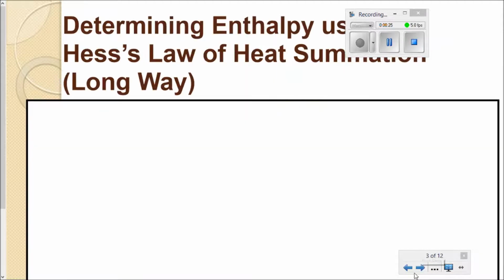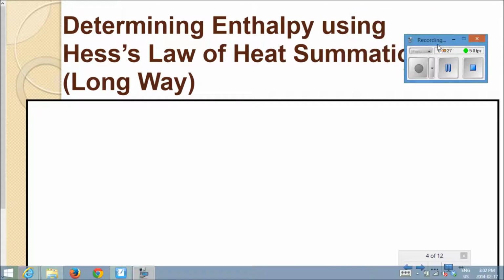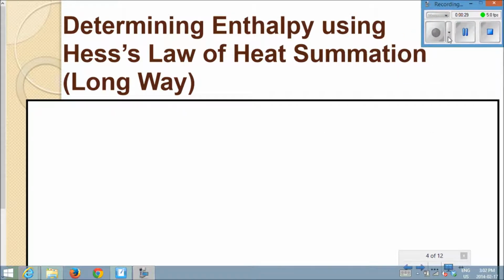Well, what is Hess's Law? Well, basically there are two methods to it. Before I describe it, excuse me here. There's a long way and a short way. We're going to talk about the long way first.